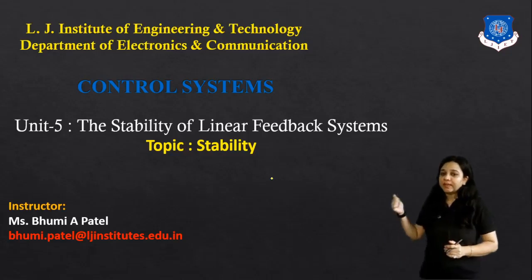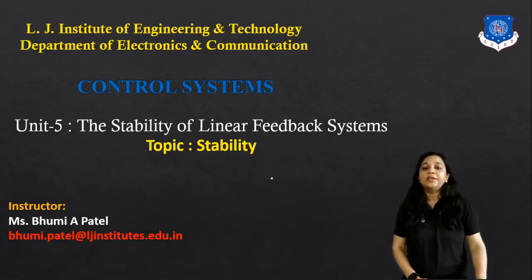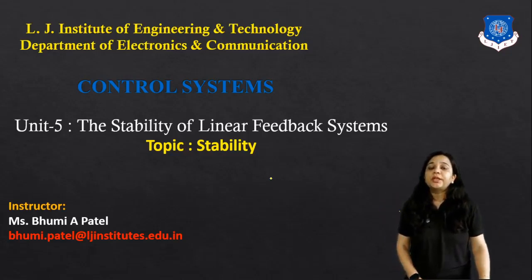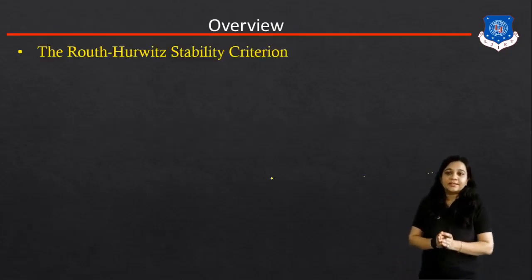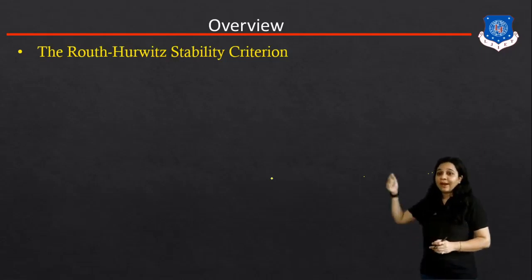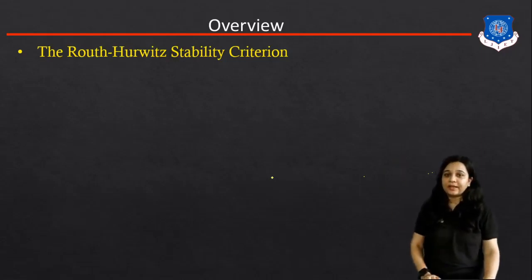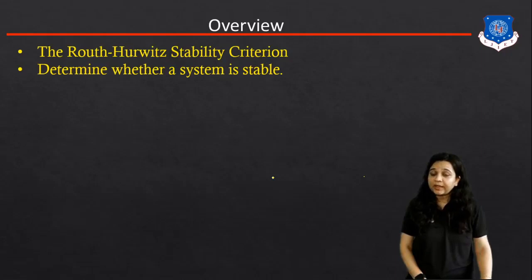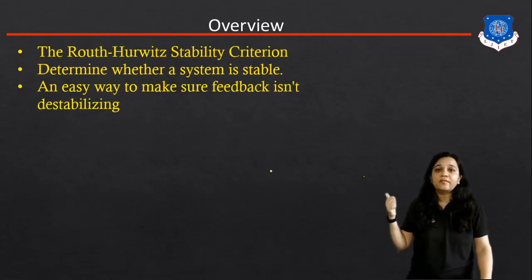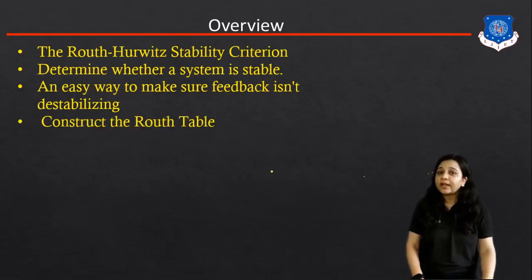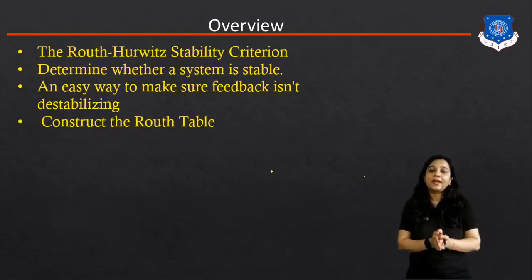Today our topic is stability in the linear feedback system, in Unit 5. First of all, the overview for this lecture: we will study the Routh-Hurwitz stability criteria. Then we have to determine whether a system is stable or not. Then we try an easy way to make sure that feedback is not destabilizing. And the fourth one is, for that we have to construct the Routh table.